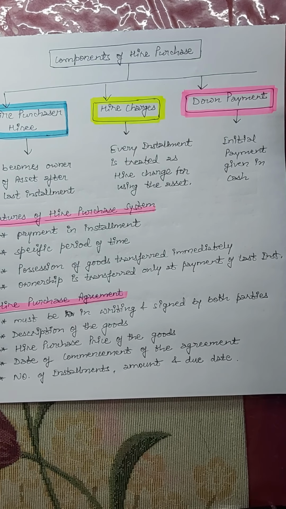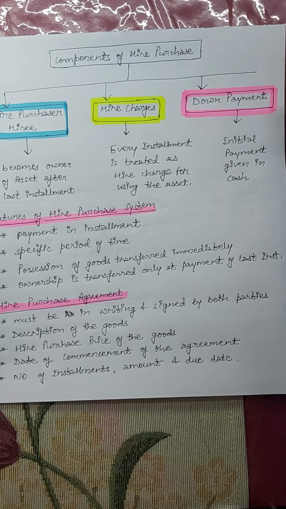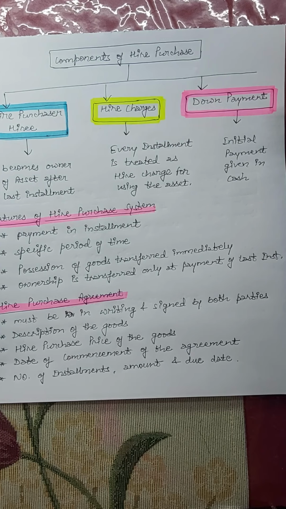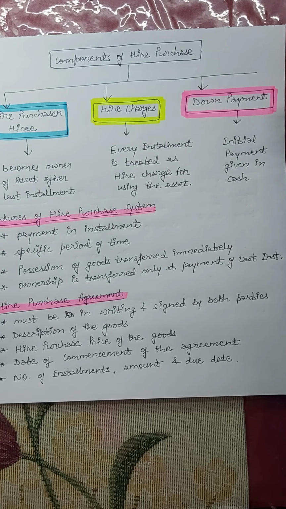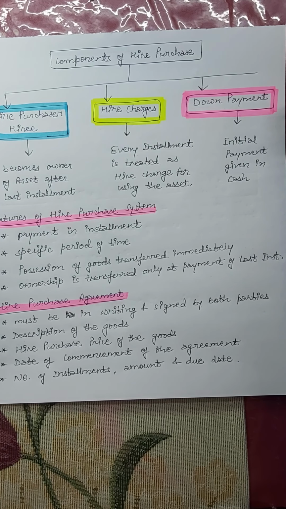Today, the topic is components of hire purchase. Basically, there are three components of hire purchase, that is hire purchaser, hire charges, and down payment. Hire purchaser is the owner of the asset after the last installment. So till the time the last installment is paid, the hire purchaser is not the owner of the asset.